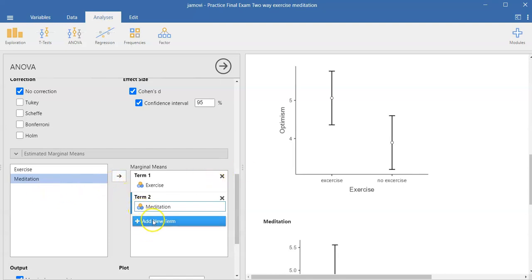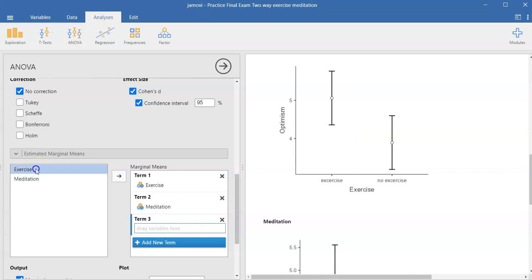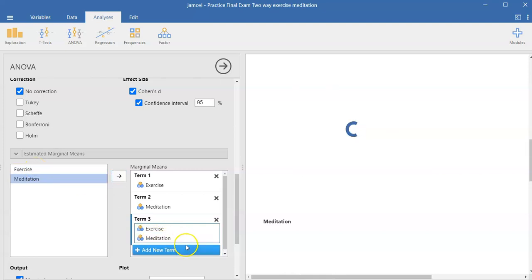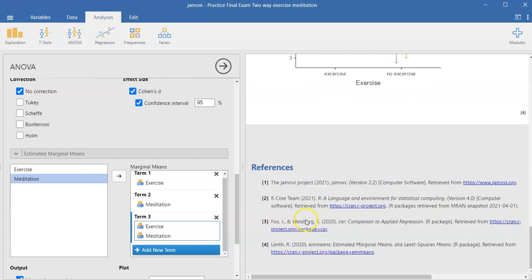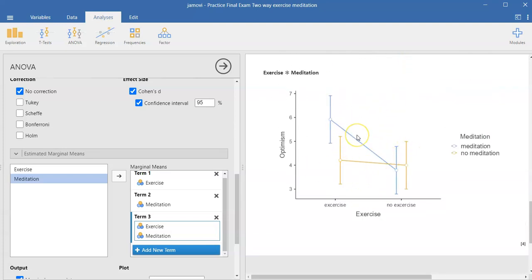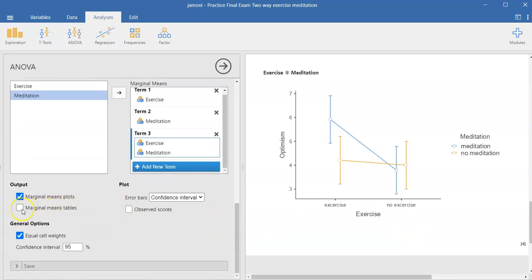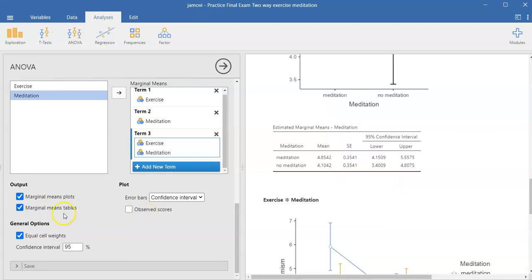We also want to get the interaction term, so we will pop both of them over there. And the interaction graph is very helpful with helping you interpret the meaning of the interaction. Just by looking at this, you can sort of guess what's going to happen here. All right, and again, you also want to make sure you get these marginal means here. We didn't use these for the first set of data, but we will for the second. So you want to make sure you know how to use them.